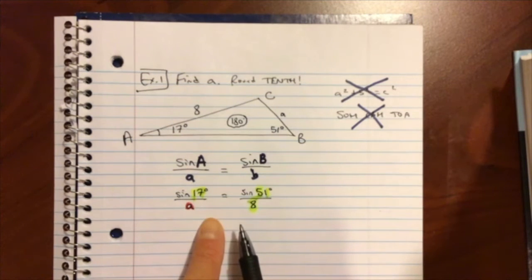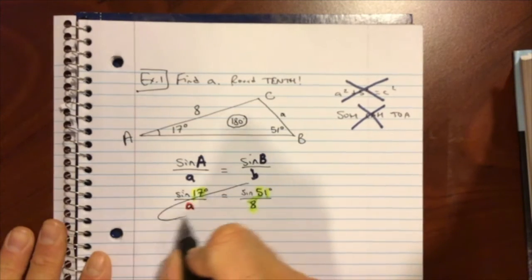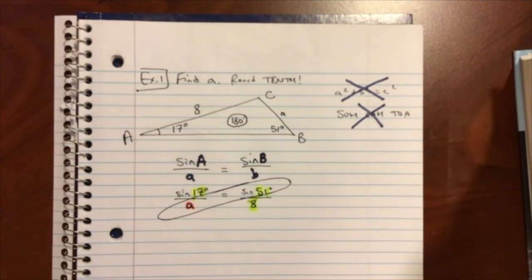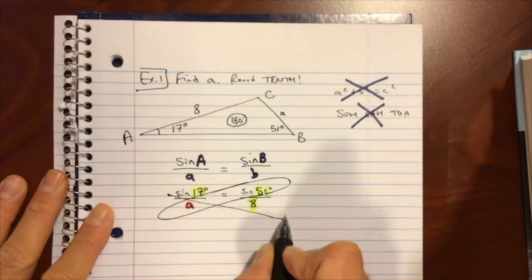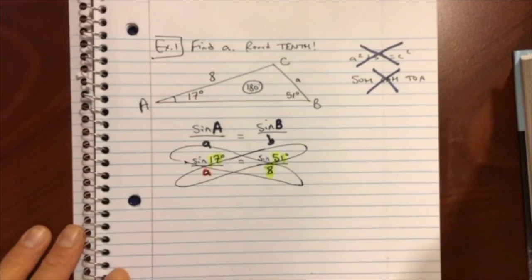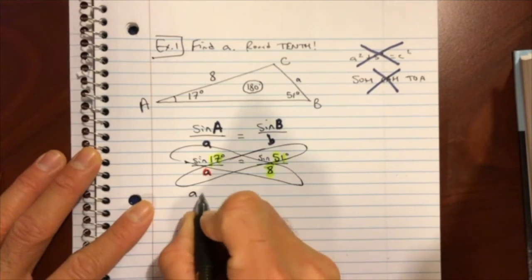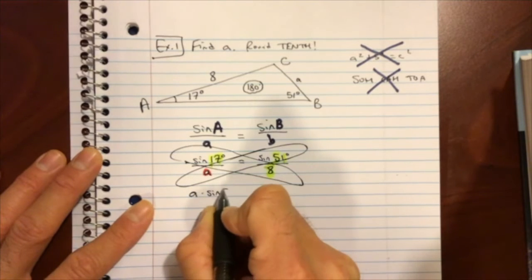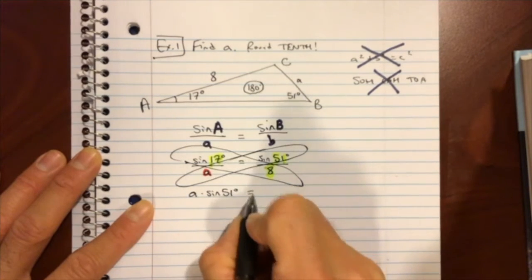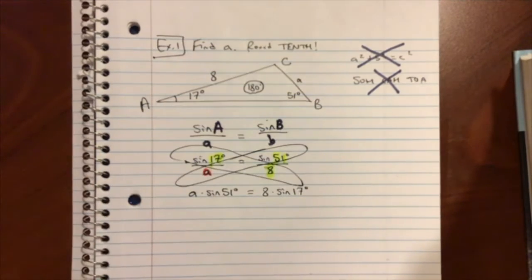Let's keep going. I'm noticing this is a proportion, and we've worked with proportions before. We can cross multiply. So, as a math teacher, I got to draw these loops. If you don't want to draw the loops, I'm not going to come to your houses and yell at you. Draw the loops. You do what you want to do. So that's going to be a times the sine of 51 degrees equals 8 times the sine of 17 degrees.